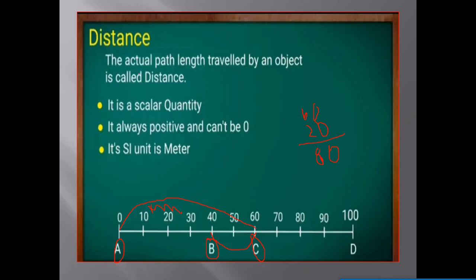So the actual path travelled by an object from one place to another is called the distance travelled. Remember, distance travelled is a scalar quantity and it is always positive and it can't be zero. And its SI unit is meter.